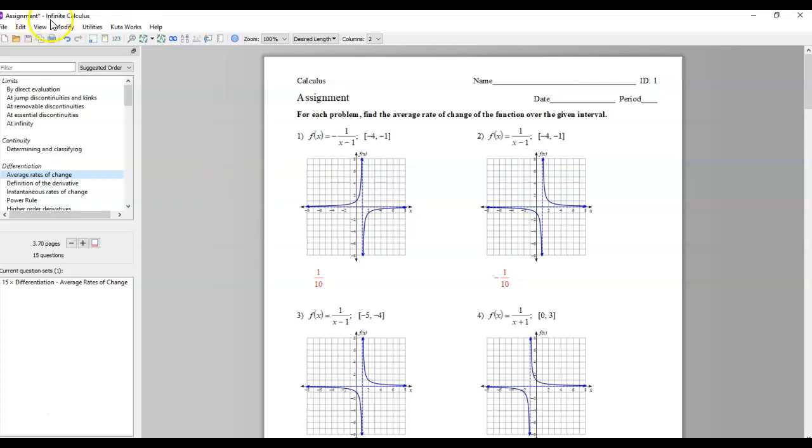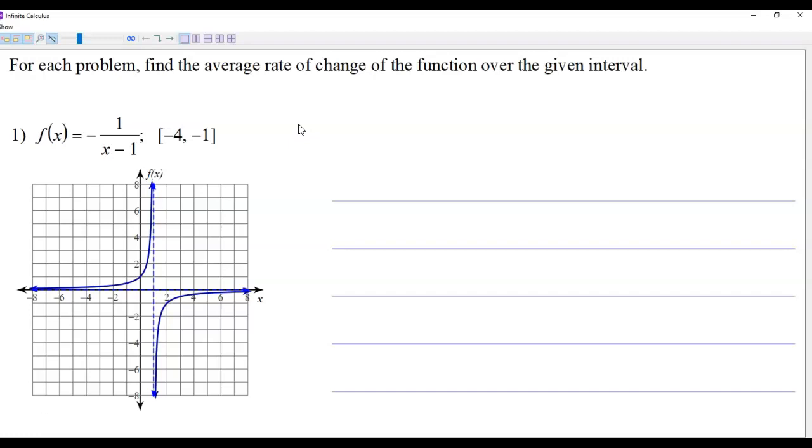Alright, so we're kind of doing pre-derivatives today. Starting to start them.